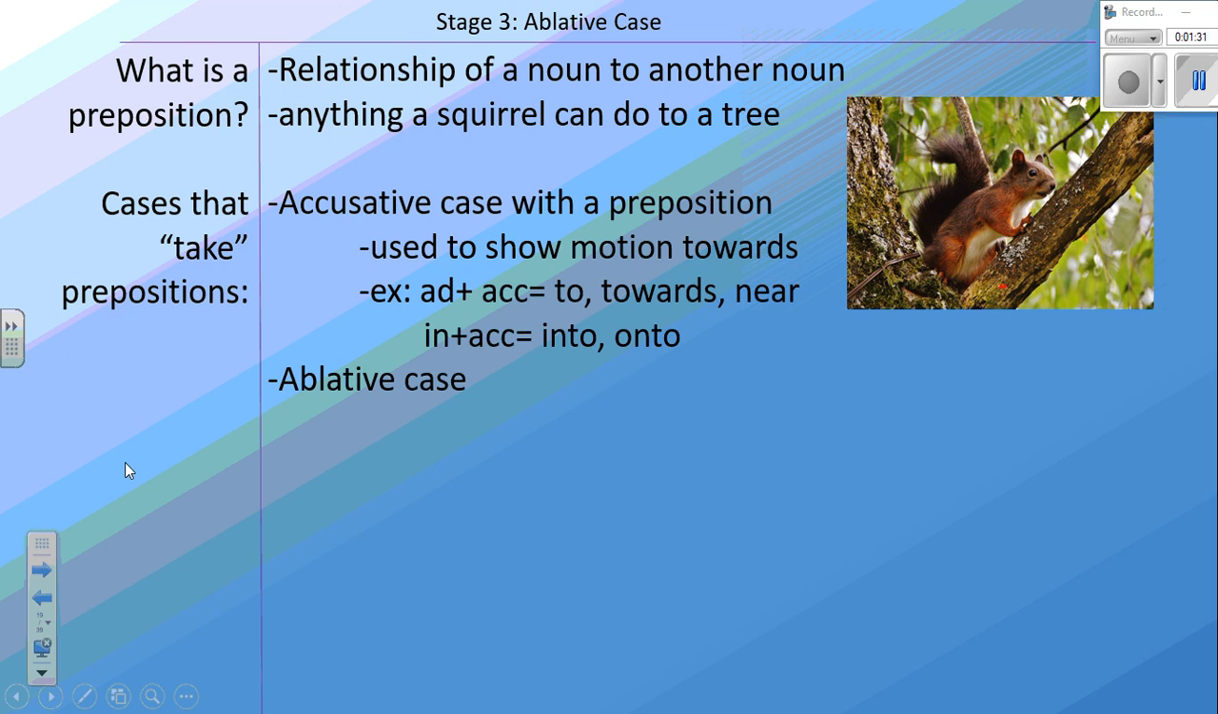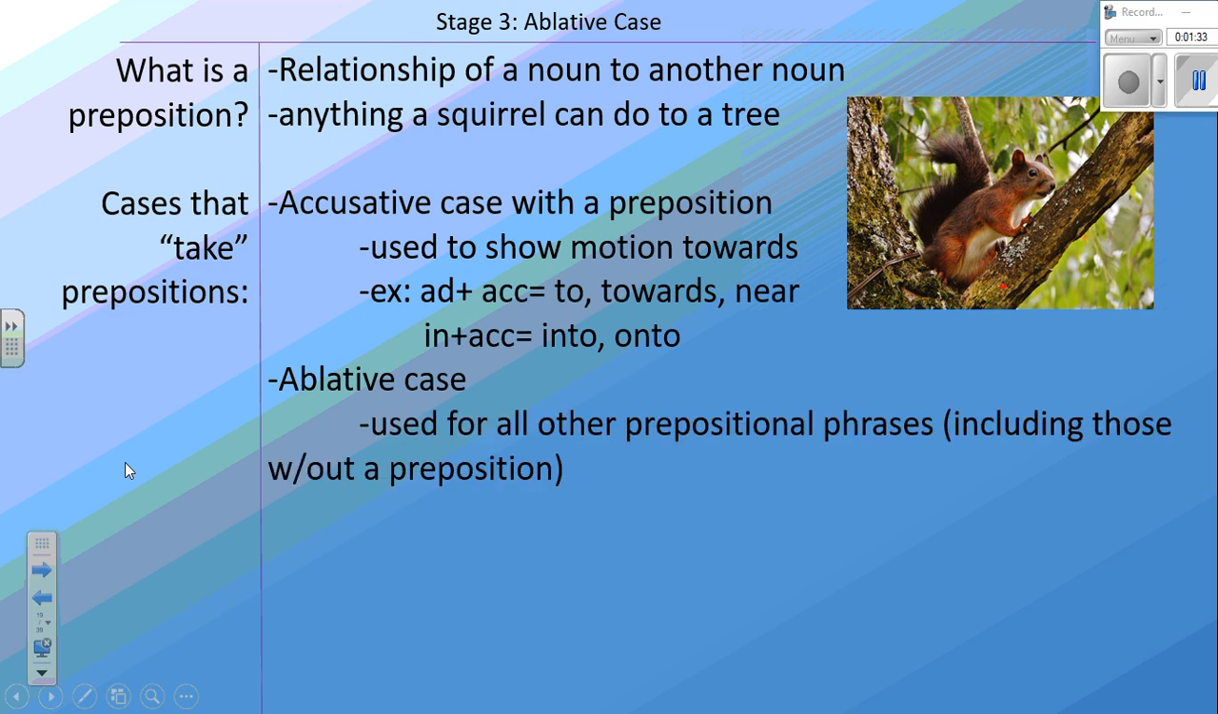And then the other case, the one we're talking about today, is the ablative case. So the ablative case is used for all other prepositional phrases. So anything that doesn't use the accusative case is going to use the ablative case, including sometimes being used without a preposition. In Latin, just having the ablative case is enough to create a prepositional phrase without having to actually have the preposition there. You're not going to have to deal with that until you get to Latin 1B, so until next year.